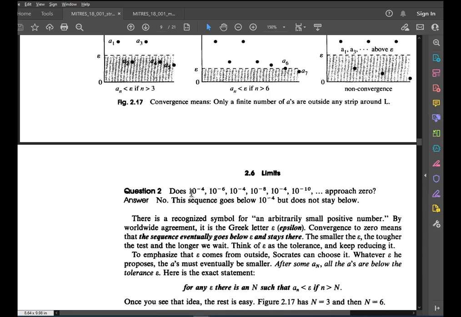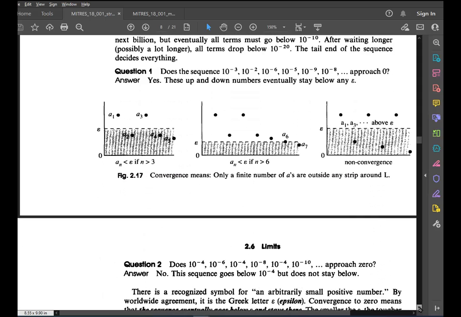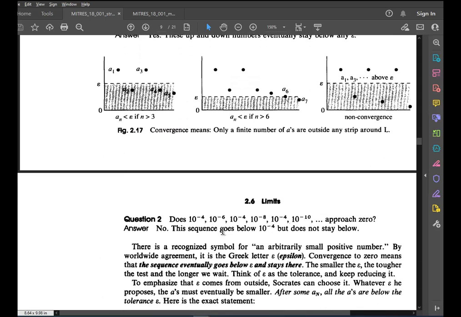All right, let's look at this one here. Here I have 10 to the minus 4, 10 to the minus 6, 10 to the minus 4, 10 to the minus 8, 10 to the minus 4, 10 to the minus 10. Okay, this does not stay below 10 to the minus 4. This is the same thing as the one up here. You've just made the bar a little bit smaller. But you still cannot arbitrarily decrease the bar down and down. It's always going to miss if the bar is below 10 to the minus 4.